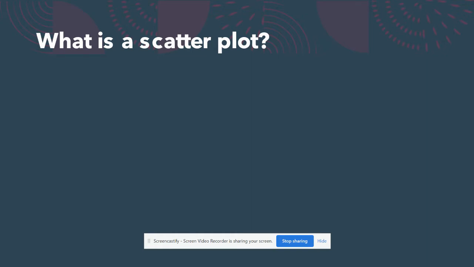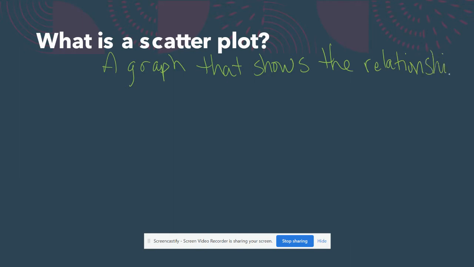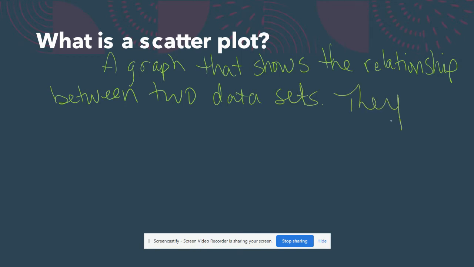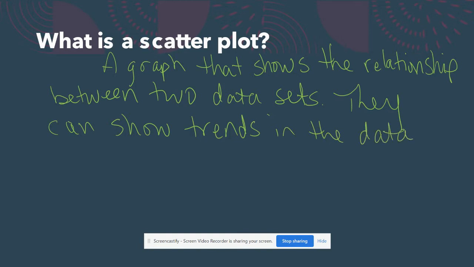So, what is a scatter plot? A scatter plot is a graph that shows the relationship between two data sets. They can show trends in the data, if there are any.